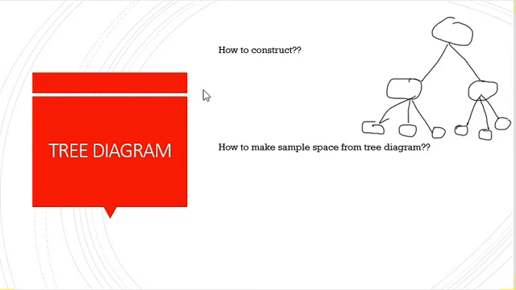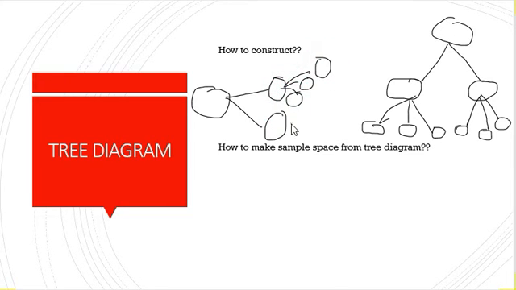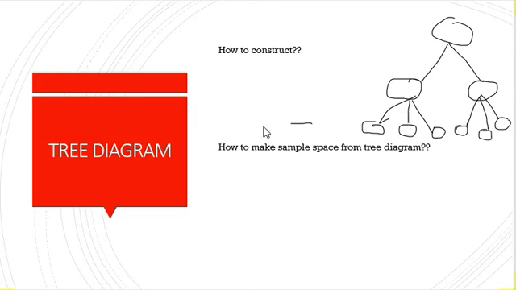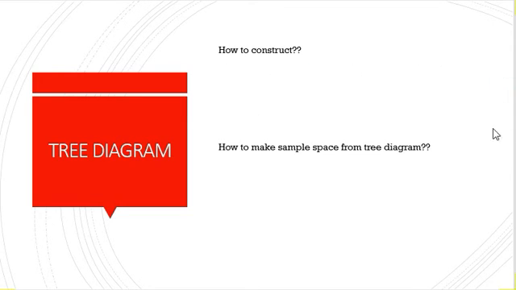Also, a tree diagram can be drawn horizontally. So this is your main event, the outcomes, and the next outcomes coming from a certain event you have made. So these are the two possible ways, vertically or horizontally. Now let's make a sample tree diagram.